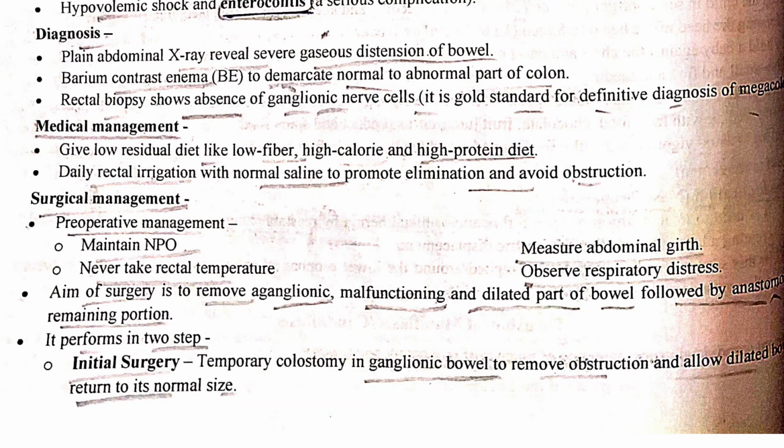It is performed in two steps. Initial surgery: temporary colostomy in ganglionic bowel to relieve obstruction and allow the dilated bowel to return to normal size.